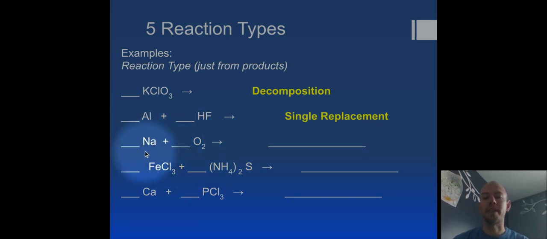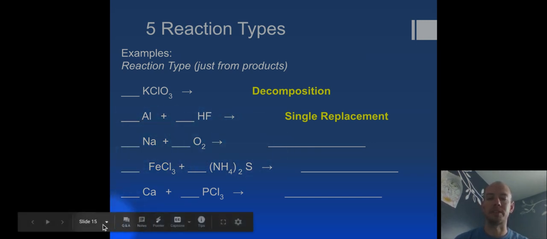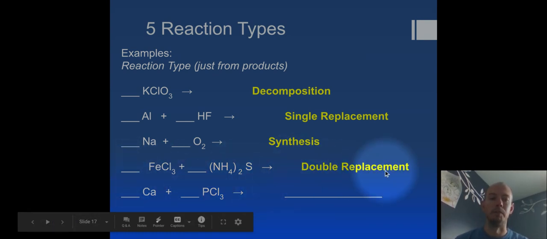There's no way that they can switch partners around or do any sort of trading there. So the only way they can do anything is come together. So that is a synthesis. Here I have a compound and another compound. Compound and compound is always going to be double replacement because you're always switching partners.